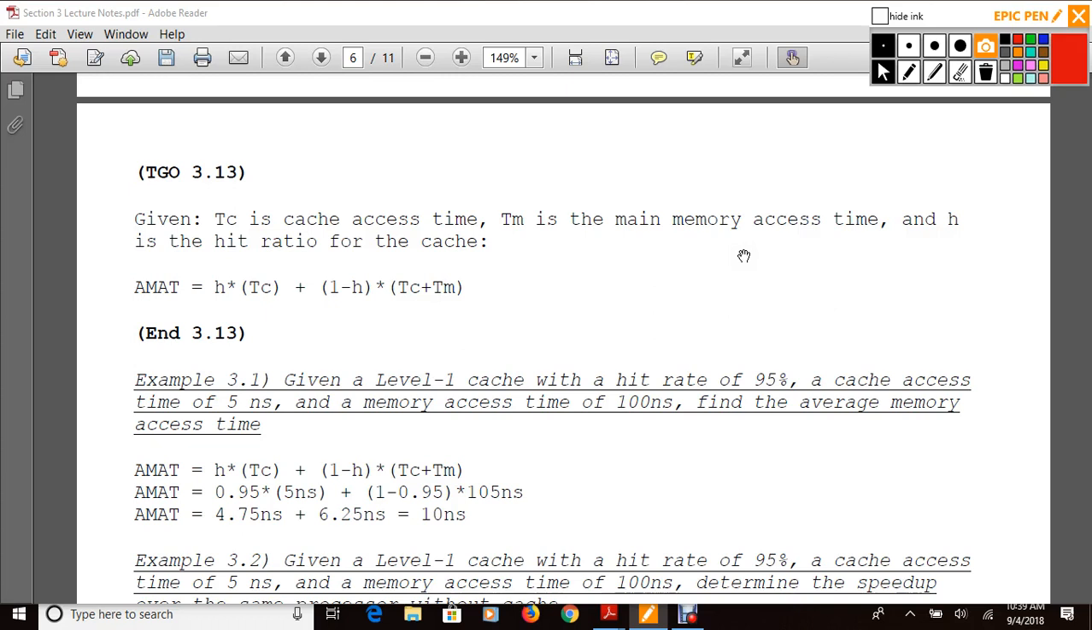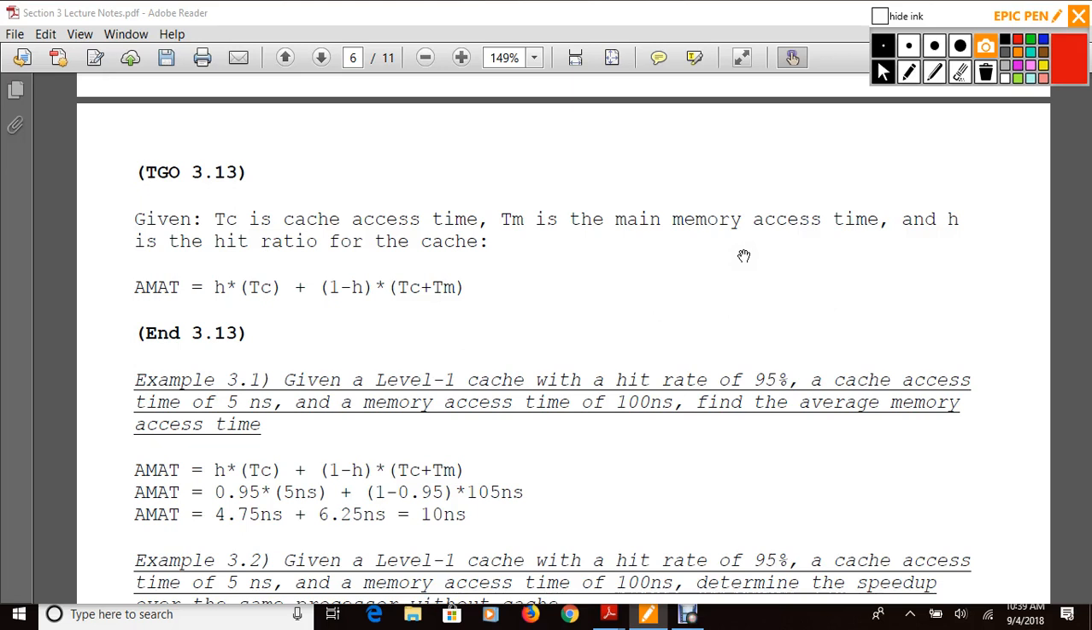So my hit rate is H. A 95% chance I find it in level 1 would be 0.95, right? So that's the probability. And let's say that takes 5 nanoseconds. In this specific case, I'm pulling the exact numbers from example 3.1. So in 3.1, given a level 1 cache, I only have 1 level of cache, with a hit rate of 95%, a cache access time of 5 nanoseconds, and a memory access time of 100 nanoseconds, find the average memory access time. So the definition from 3.13, my hit rate, H, if I say 95%, the probability is 0.95.